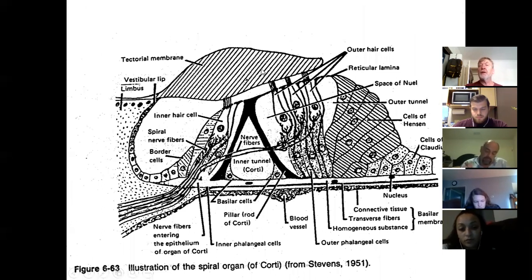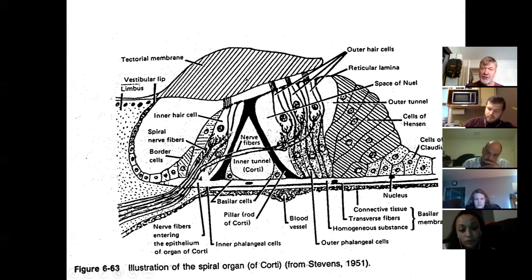Tectorial membrane, inner hair cells, outer hair cells, and a whole bunch of supporting cells. And look at how the nerve fibers leave the hair cells. Even the outer hair cells, the nerve fibers leave them. Okay? And actually, the inner hair cells, we said last week, are afferent. They send sound info to the brain. The outer hair cells, we said last week, are efferent. They take info from the brain.